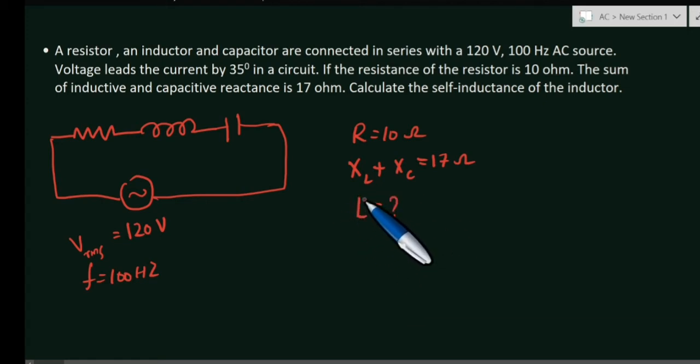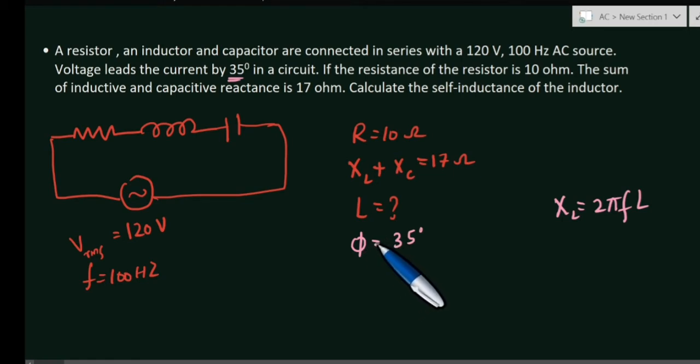Okay, now to calculate L, we have a formula that is XL is equal to 2 pi F into L. F value we know it, XL value we don't know. So we have to calculate what is the value of XL. But XL value they have not given, but they have given XL plus XC is equal to 17. But XC value also we don't know. So how to calculate it? But they have given here voltage leads the current and phi value is given 35 degree.